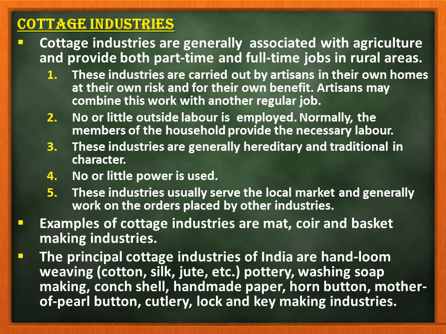Examples of cottage industries are mat making, coir making and basket making industries. The principal cottage industries of India are handloom weaving of cotton, silk and jute, then pottery, washing soap making, conch shell, handmade paper, horn button, mother of pearl button, cutlery, lock and key making industries. So these are all the cottage industries. That is, it's like a side business started by a person with the help of his own people.